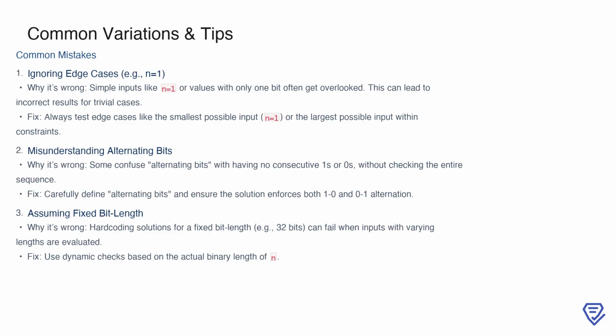Finally, assuming a fixed bit length can be problematic. Hard-coding solutions for a specific length, such as 32 bits, might fail on inputs of varying lengths. Instead, your solution should dynamically adapt to the binary length of n to handle all possible inputs correctly.